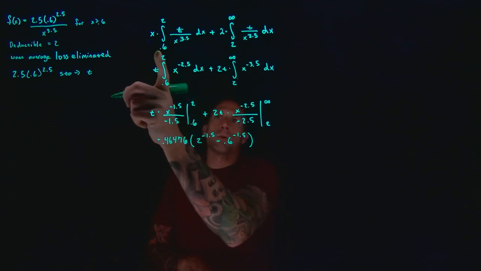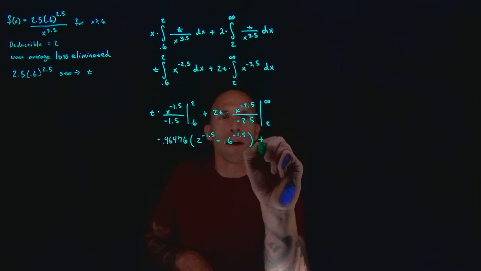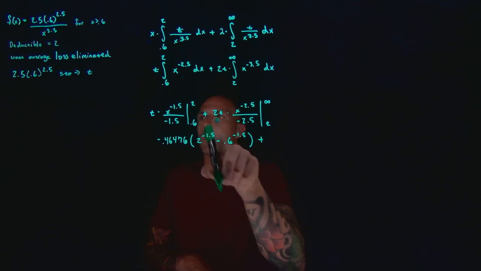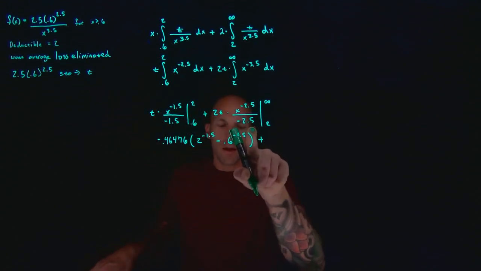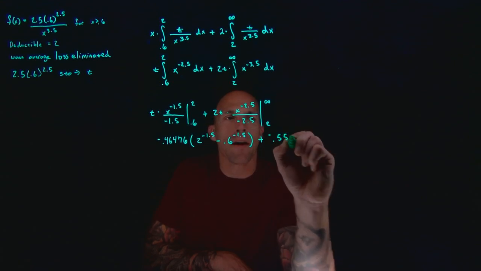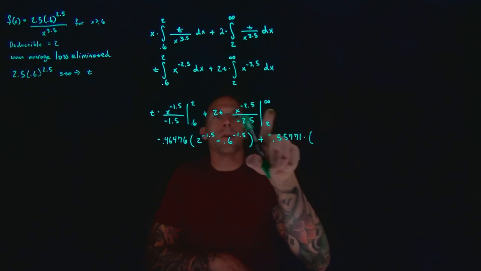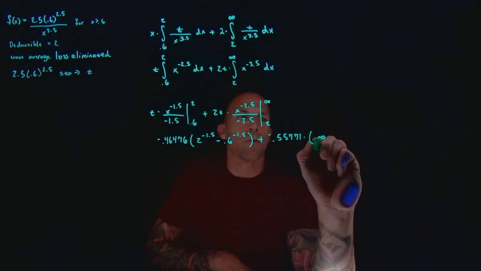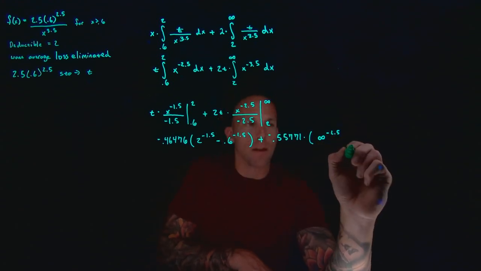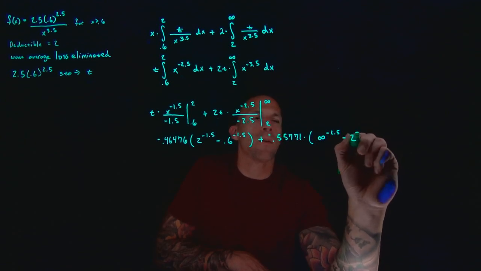This is our average loss for when loss is between 0.6 and 2, underneath the deductible, plus 2t divided by negative 2.5, so 2 times our stowed value, divided by negative 2.5 is about negative 0.55771 times, evaluate the integral, infinity to the negative 2.5, stay with me, I will explain that in just a moment, minus 2 to the negative 2.5.